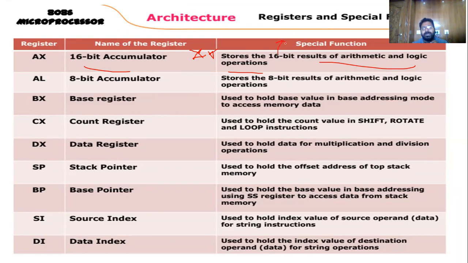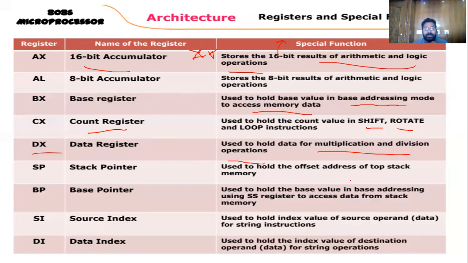Whenever the data is more than 16 bits, the overflow flag is set. Then the 8-bit accumulator is AL. The base register is used to hold the base value of the base address to access the memory data. This meaning you will thoroughly understand by using one concept called addressing modes. Then the counter: increment counter, decrement counter, rotate operation, shift operation, loop instruction. You can use it for this. The DX register you can use for multiplication and division operations.